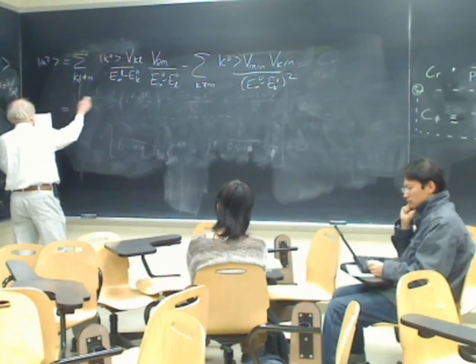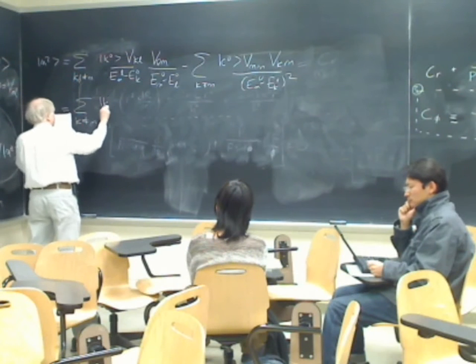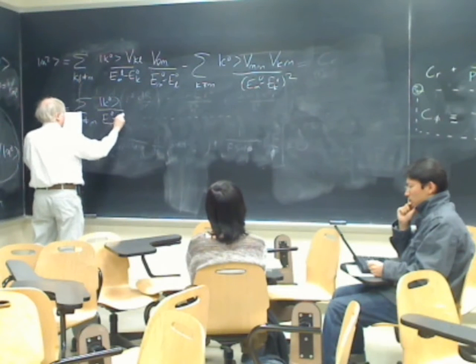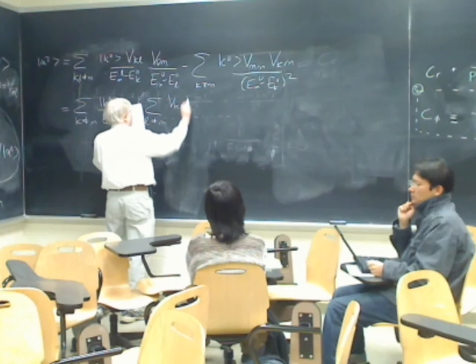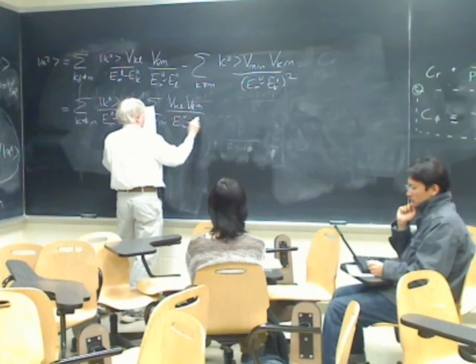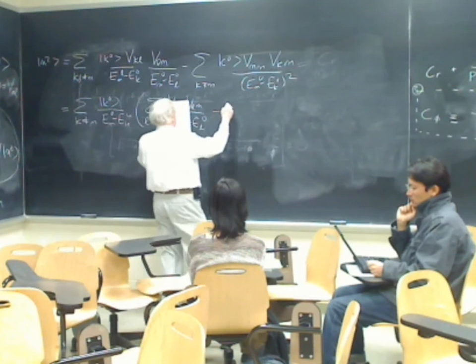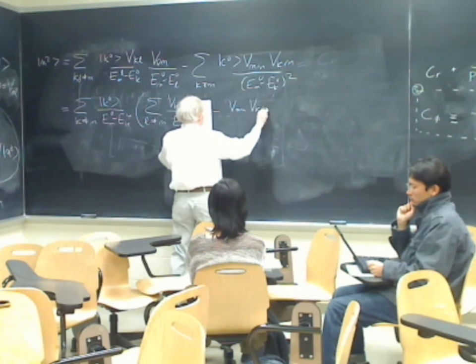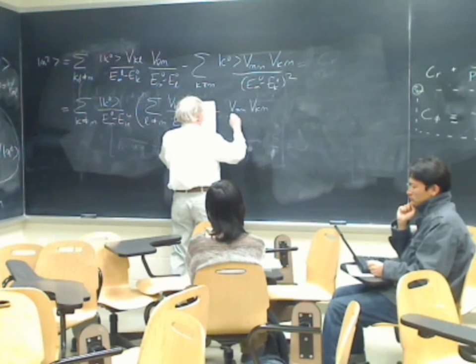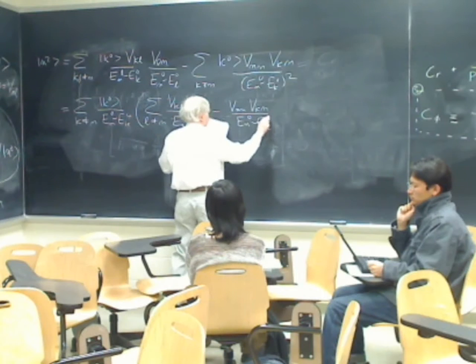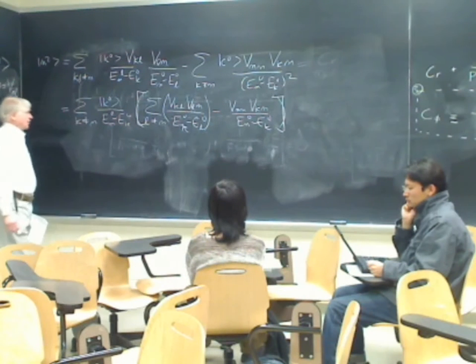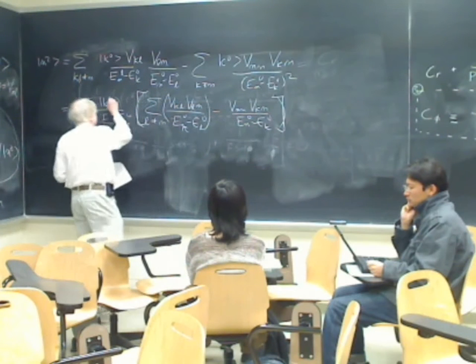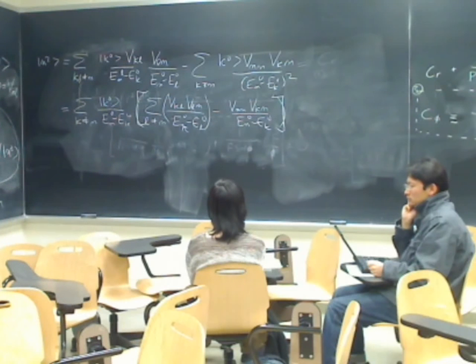All right, a slightly better way of writing this is a sum K0 not equal to N, over EN0 minus EK0, times a sum L0 not equal to N, VKL VLN over EN0 minus EL0, minus VNN VKN over EN0 minus EK0. So this sum only includes that term. Okay, so that's another way of writing it. So these are all numbers, and these are the only vectors. And of course, you can go on, but we won't, because it just gets more and more elaborate.